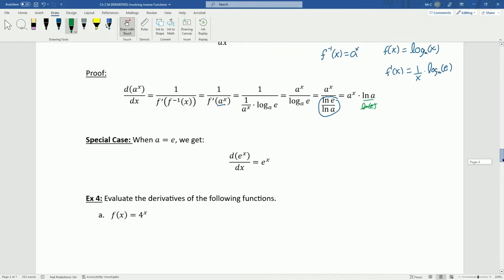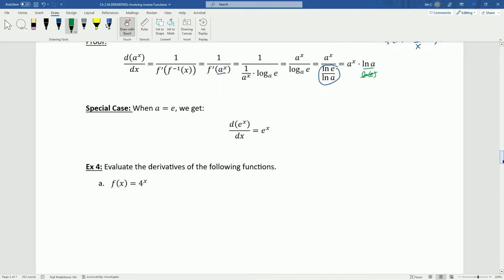Okay, so again, when we take the derivative of f of x equal to 4 to the x, 4 to the x prime equals 4 to the x times ln of that base 4, which is, boom, that's the whole thing.